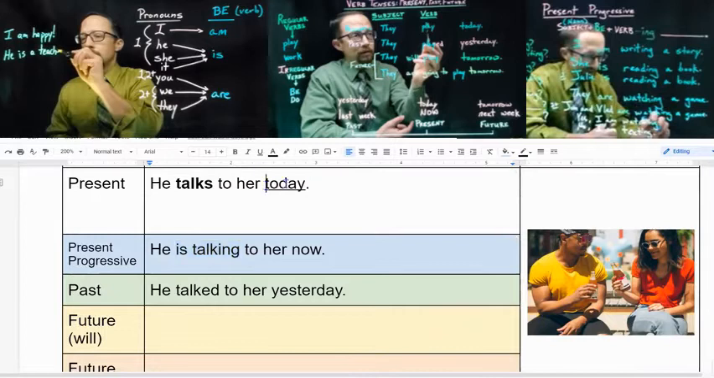And we have today, but we change it to, oh, I'm sorry, I only want this one. Today, we can change it to now, or you can leave it today. He is talking to her today. That's okay too.